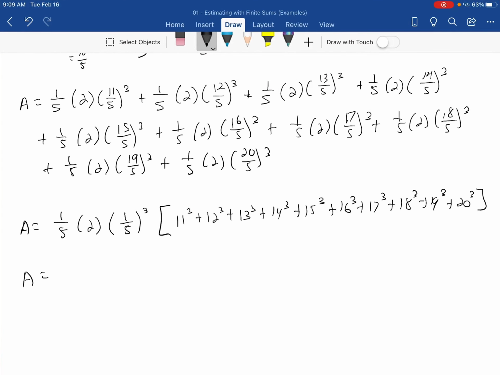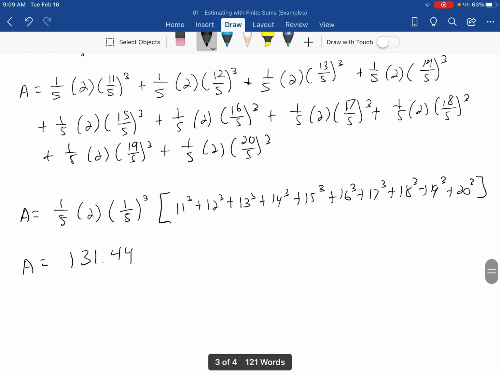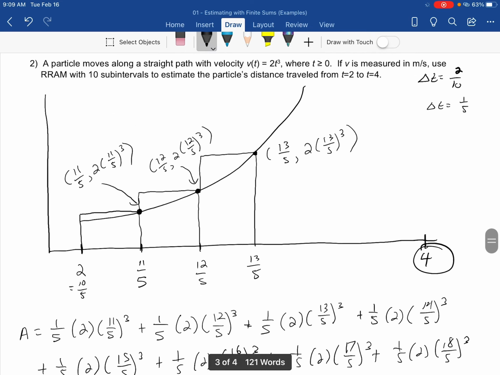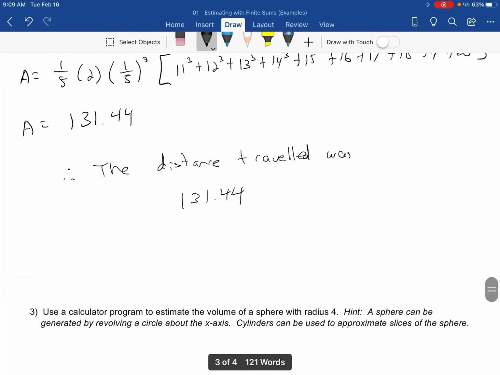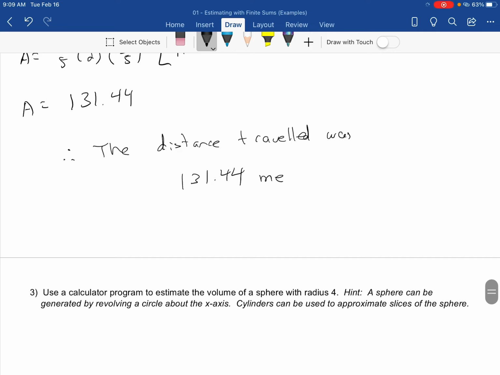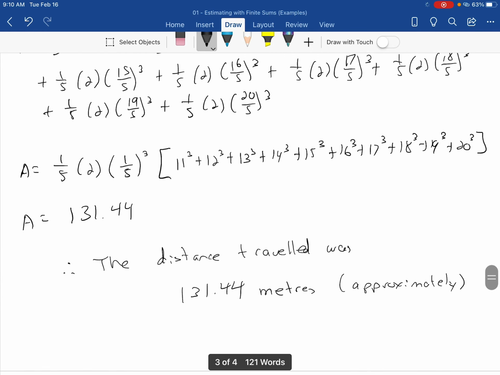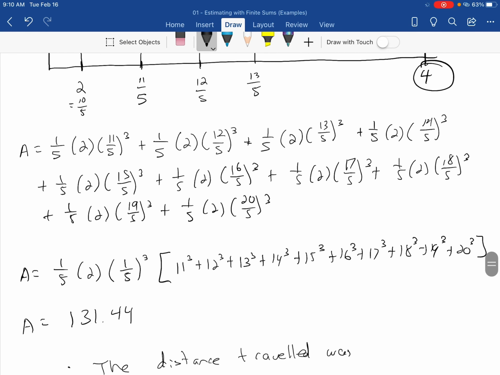Back to here. Area is 131.44. Well, that's the area. Now, this question was a physics question, so that's really the distance. Therefore, the distance traveled was 131.44 meters. And I'll just put over here approximately. It's not really clear yet how good an estimate this really is. You saw from my pictures that I was overestimating the area a lot there. So we'll work on how good these estimates are.